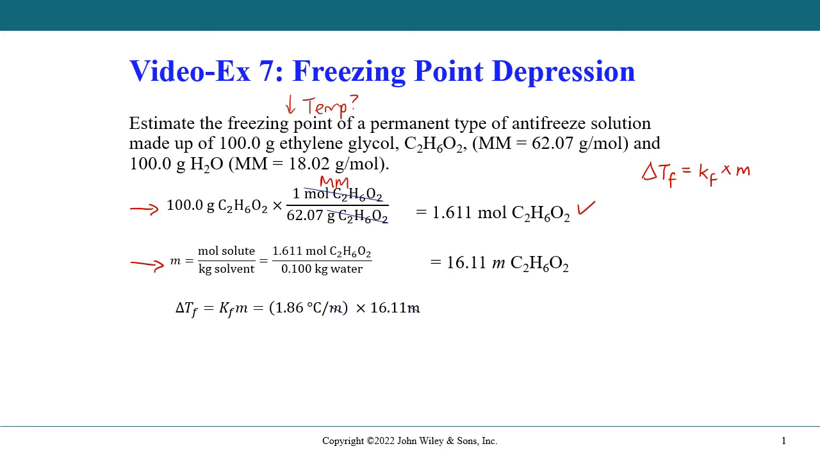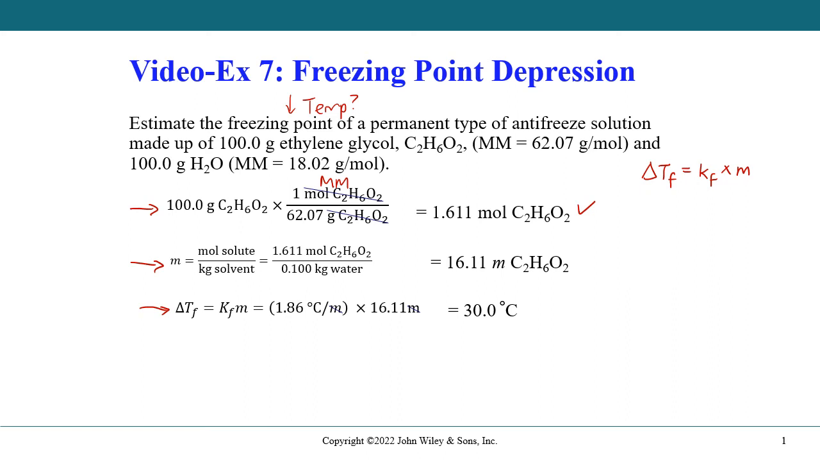All right, so we can then use the equation, the freezing point depression equation, which is this one here, to calculate the freezing point depression. The freezing point depression, remember, is a temperature difference. Okay, so it's a delta T value, and we see that that value is 30 degrees. Now, we found the freezing point depression, but we were asked to calculate the freezing point of the solution.